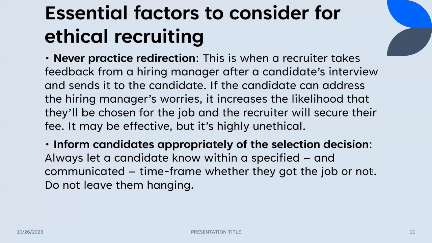Inform candidates appropriately of the selection decision. Always let the candidate know within a specified or communicated time frame whether they got the job or not. Do not leave them hanging because, as I said before, this may bring the development of demotivation, low self-esteem, and also not feeling so motivated to apply on other jobs.